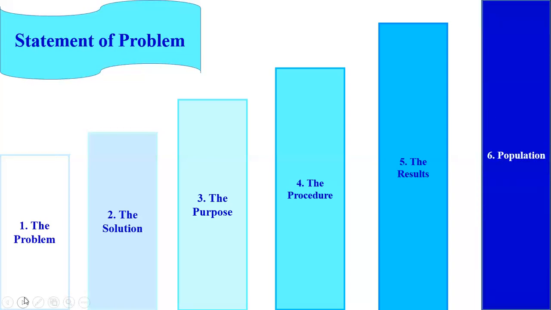And last but not least, population. You must be aware of your population of research. And if you are not defining population in the statement of problem, then your statement of problem is bogus, right? So I will also explain three things. The first one, the problem, the solution, and the purpose, and the population.